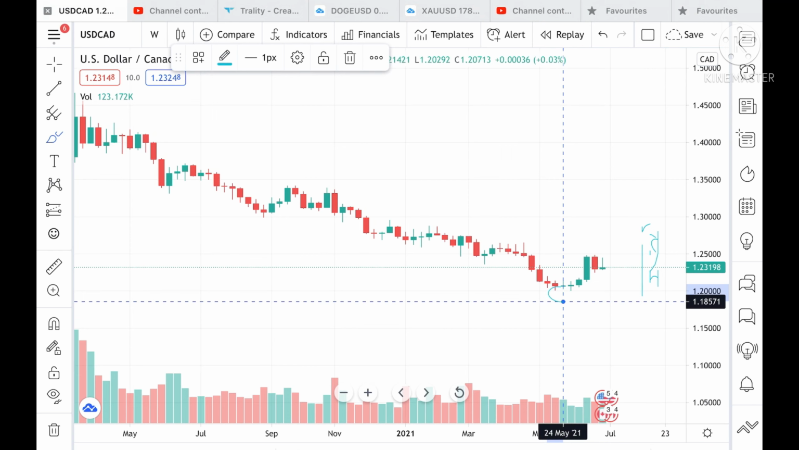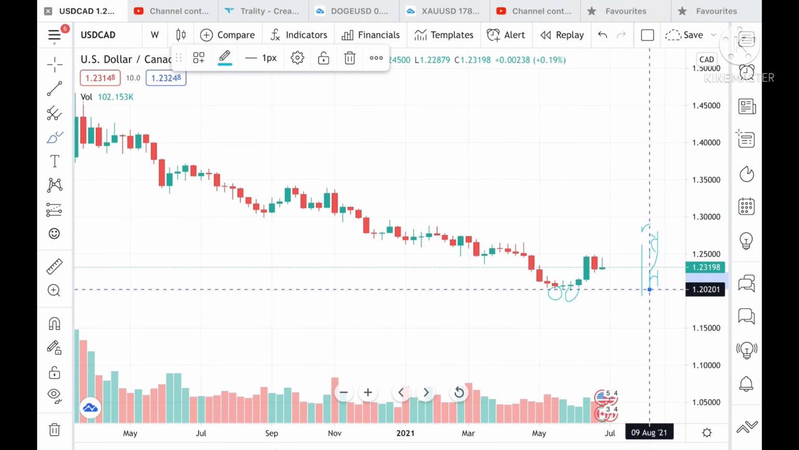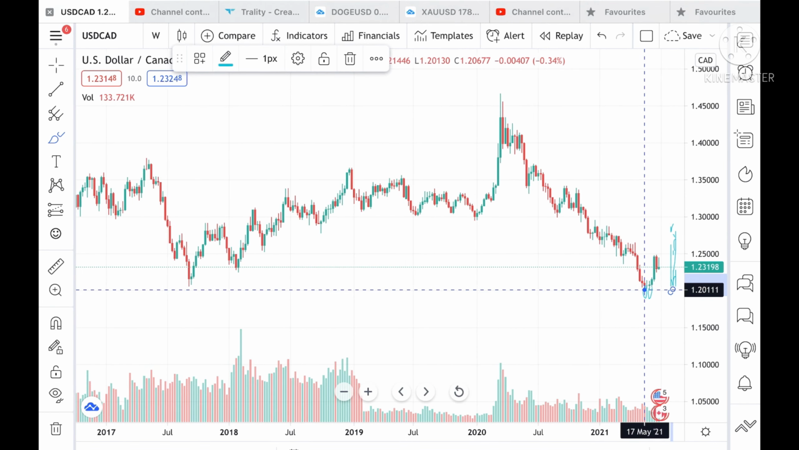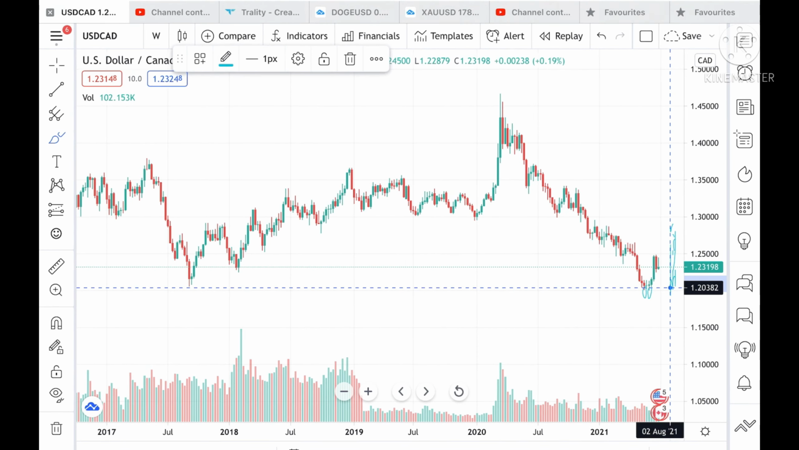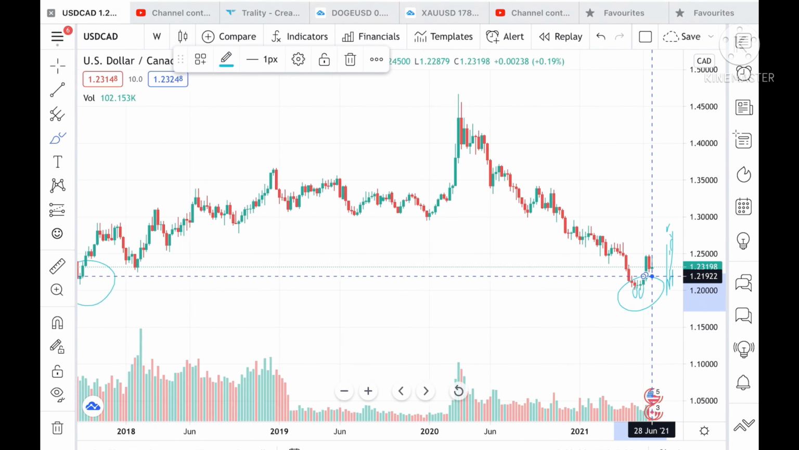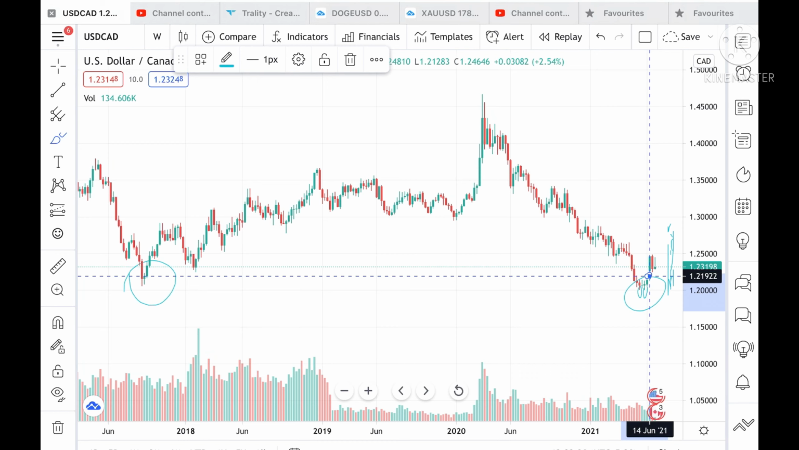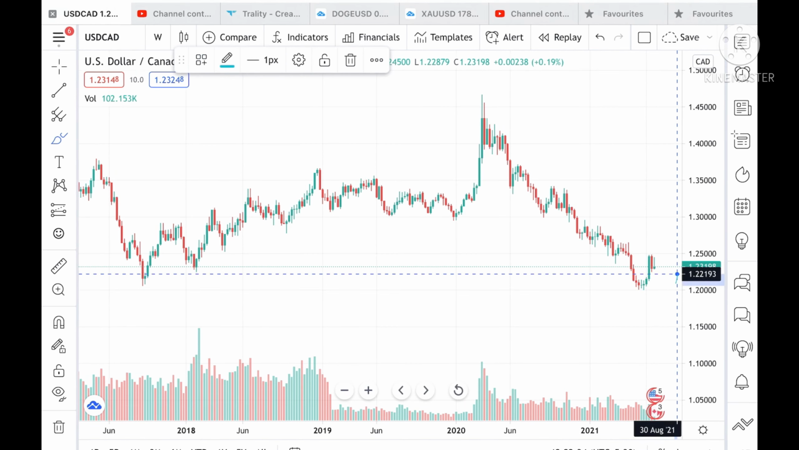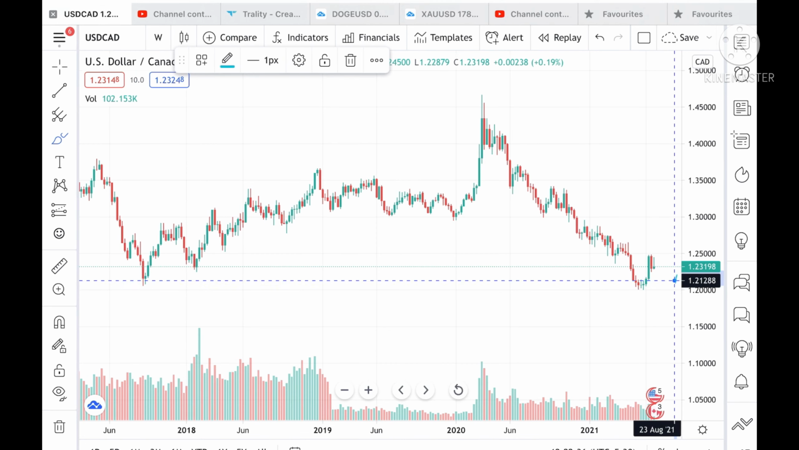If it comes close to this level, okay, chances are very high that it can break this level, because this level is already tested twice. So be careful, whenever the price comes to this level, we'll be on the selling side, because chances are very high that if it comes close to this level, it can break this level and can go much lower.